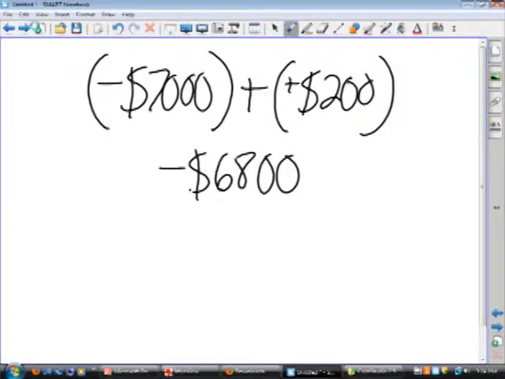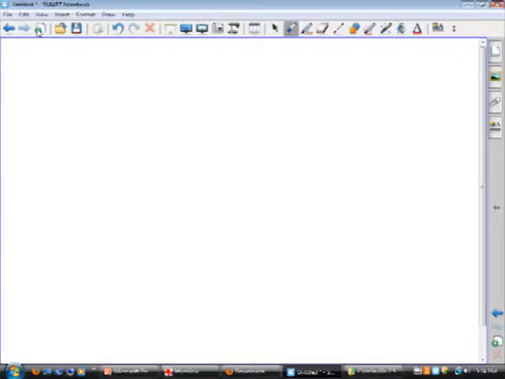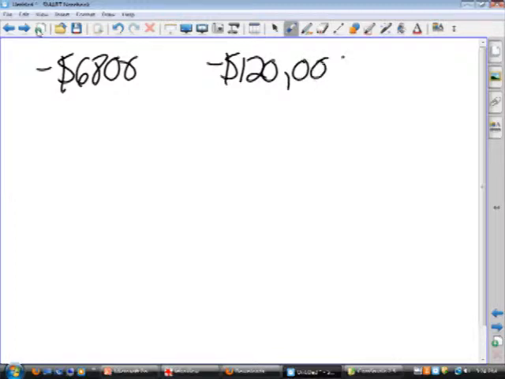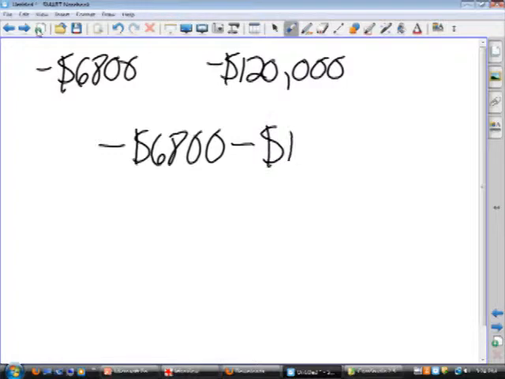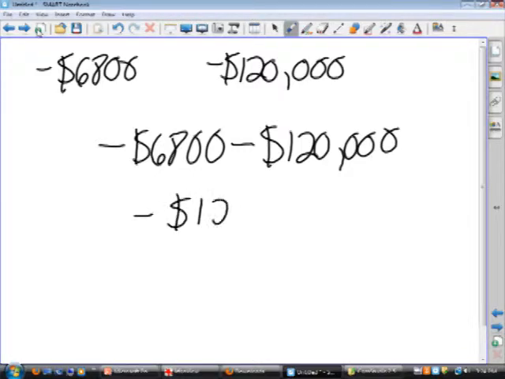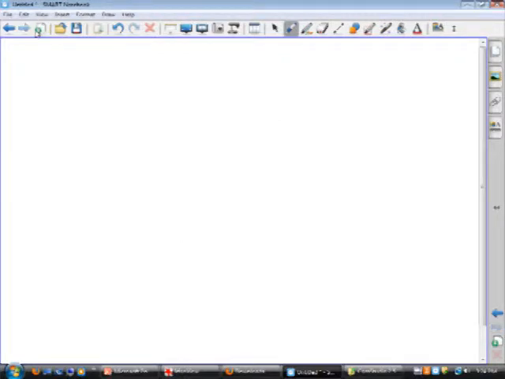The next one we are going to do is, say you still have your car payment. So you still have $6,800 from the bank and you want to buy a house. Well, let's say that you get a loan for the house and it is $120,000. So now that you have both loans, how far are you in debt? So you're going to take the negative $6,800 and you're going to subtract $120,000 more dollars. So in total, you are negative $126,800 in debt.